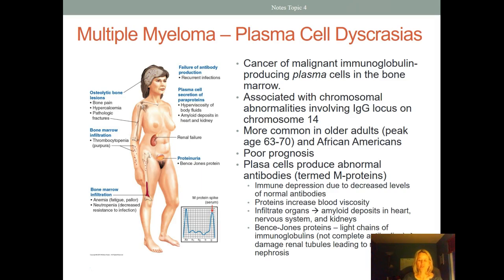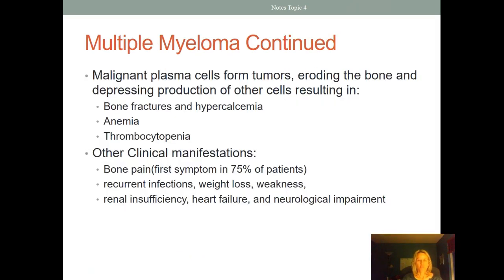Bence-Jones proteins refers to light chains of these antibodies that can damage the renal tubules and lead to kidney nephrosis. These malignant plasma cells erode the bone, and they're going to depress the production of other blood cells. So this can result in bone fractures and hypercalcemia, as the calcium is released from the bone into the blood, anemia due to the decreased red blood cells, thrombocytopenia due to the decreased platelets. It can also cause neutropenia, so decreased white blood cells.